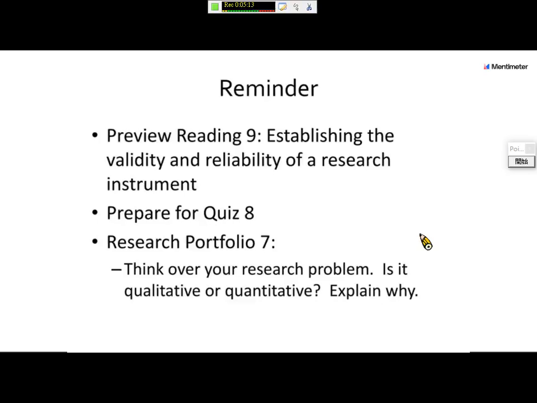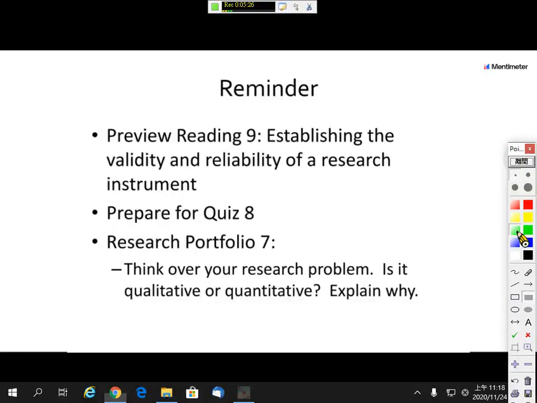Reading 9, establishing the validity and reliability of a research instrument. And we have prepared for quiz 8. And there's a research portfolio for you. And this is the research portfolio. You have to add in to think over your research problem.